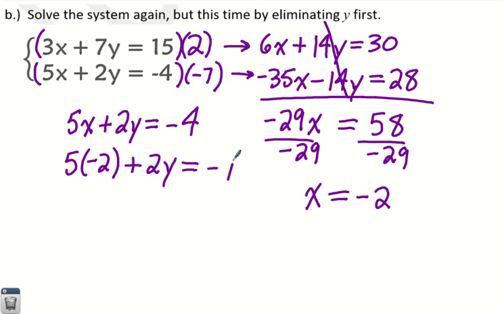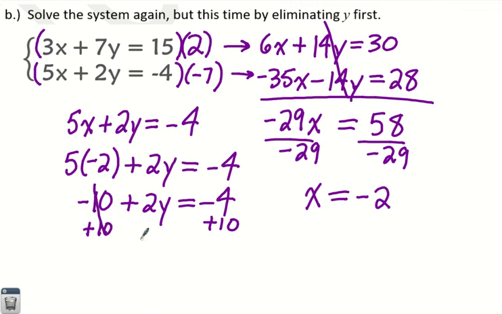Here, I'll finish this problem. Keep going. Negative 10 plus 2y equals negative 4. We're going to add 10 to both sides. Mrs. Bailey would be happy keeping the variable on the left side. 2y is equal to 6. Divide both sides by 2. y is equal to 3.